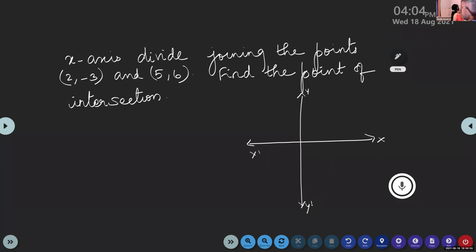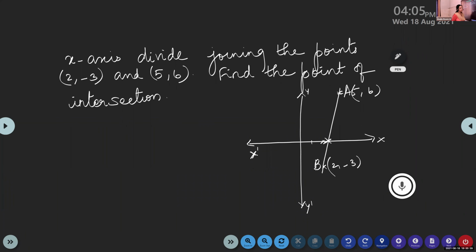Okay, so look at the first point. First point is (2, -3). So x is 2 and y is -3. Y is negative 3, so (2, -3). And what is the next point given here? (5, 6). That will be in the first quadrant. When you join these 2 points, it is cutting the x-axis at a point. We want to find in which ratio this point divides. In which ratio x-axis divides the line joining the 2 points A and B.